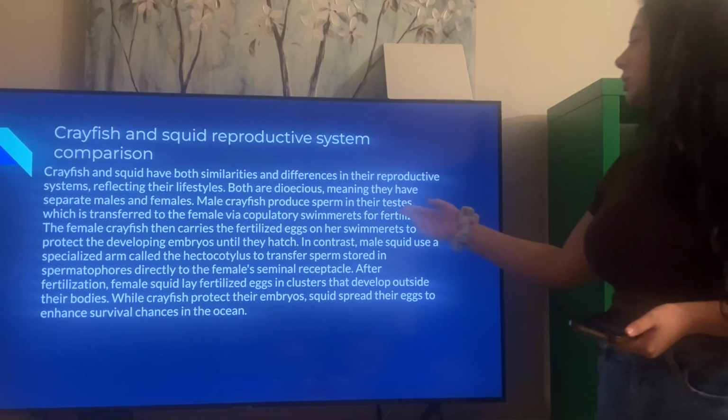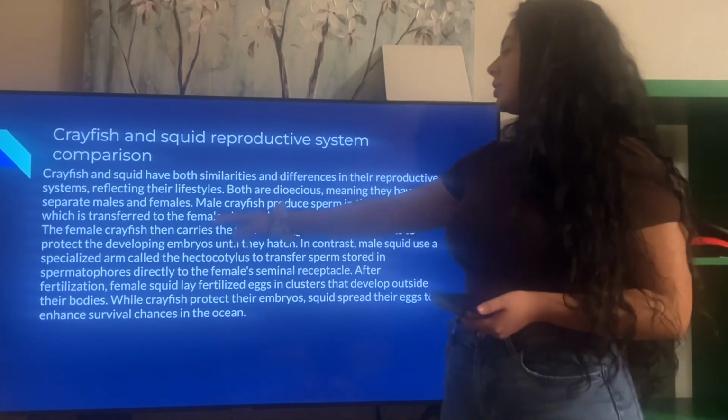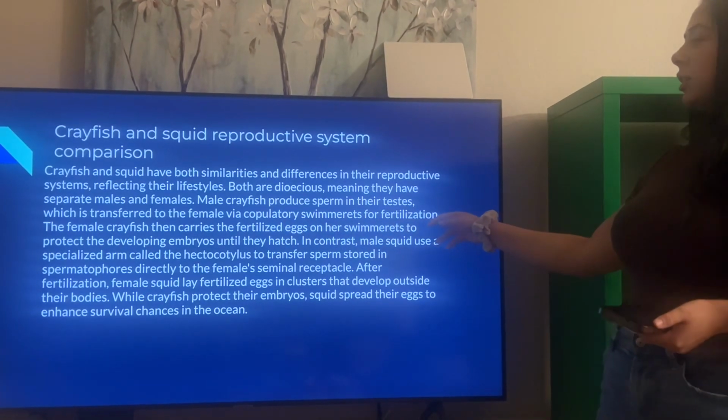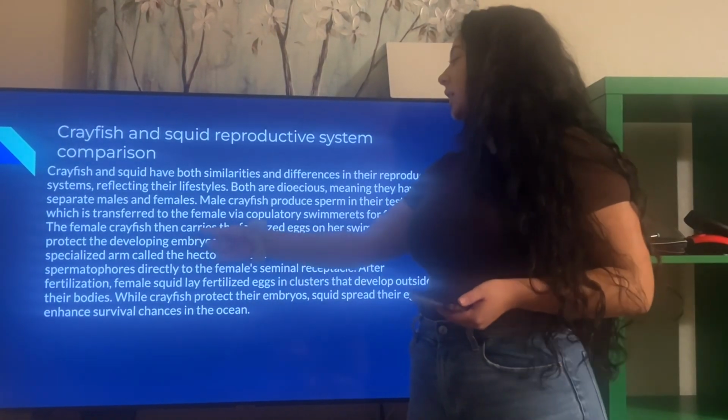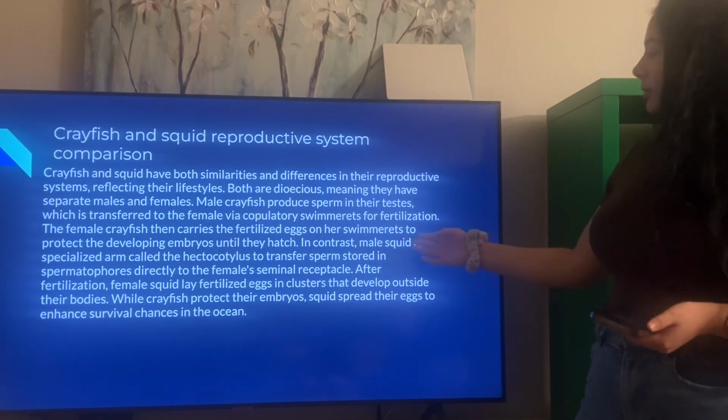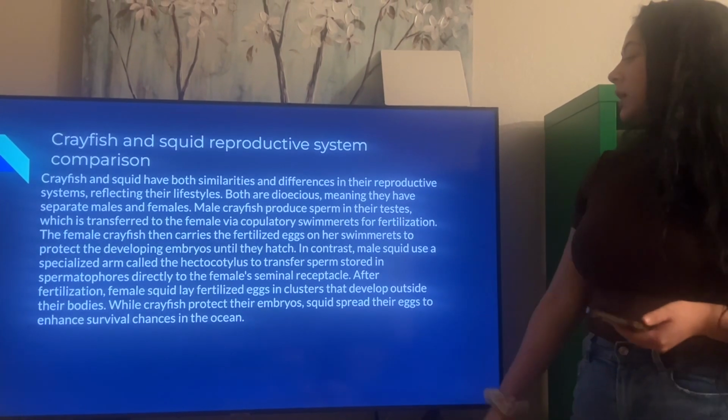Male crayfish produce sperm in their testes, which is transferred to the female via copulatory swimmerets for fertilization. The female crayfish then carries the fertilized eggs on her swimmerets to protect the developing embryos until they hatch.